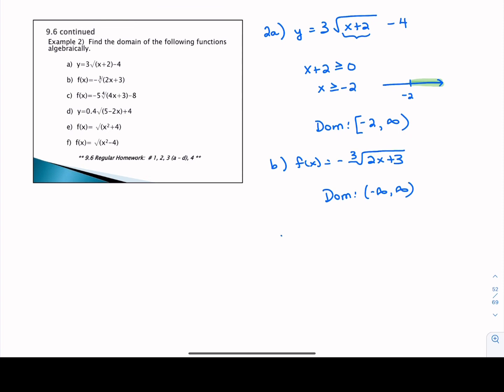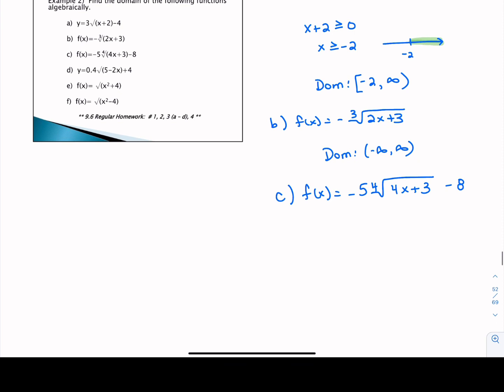So in part C, we have f of x equals negative 5 times the fourth root of 4x plus 3, all minus 8. In this particular case, we see it's an even root, or it has an even index. So we need to make sure that 4x plus 3, that radicand, is greater than or equal to 0. So this just becomes a little inequality for us to solve.